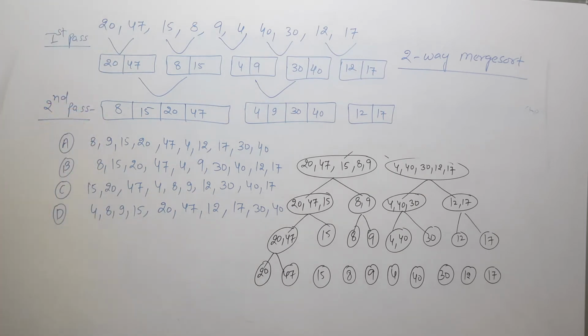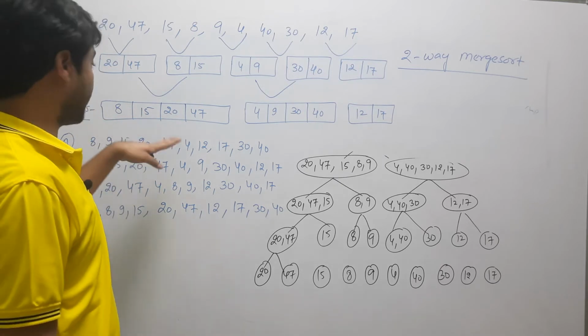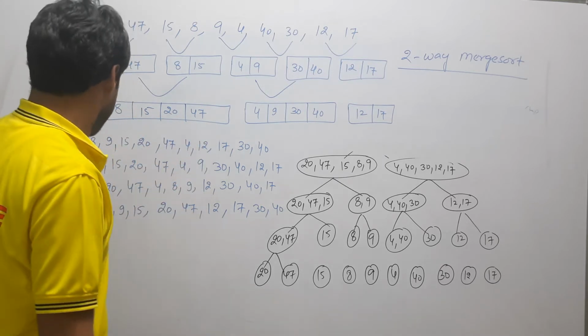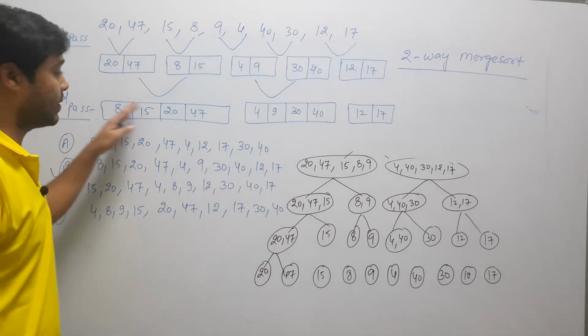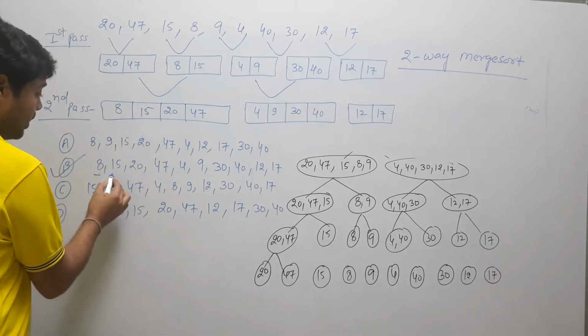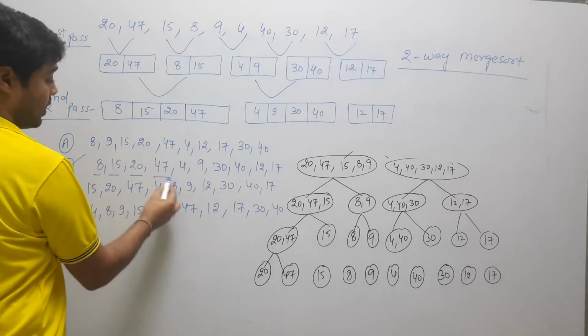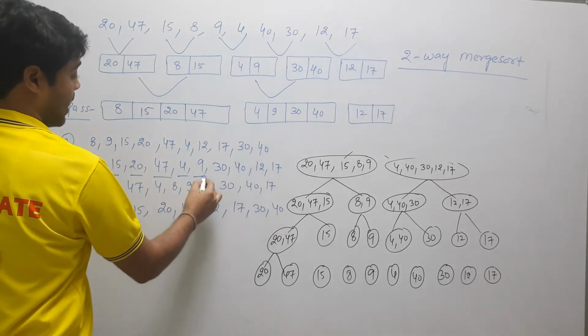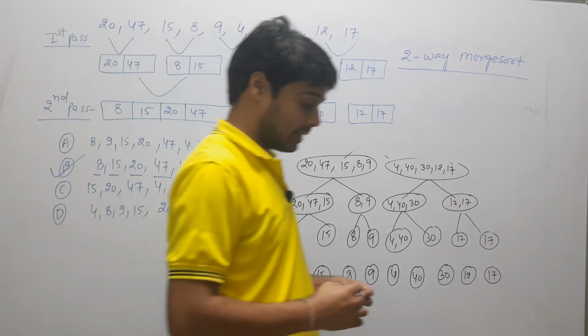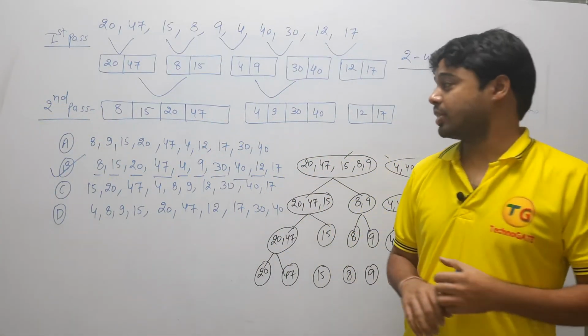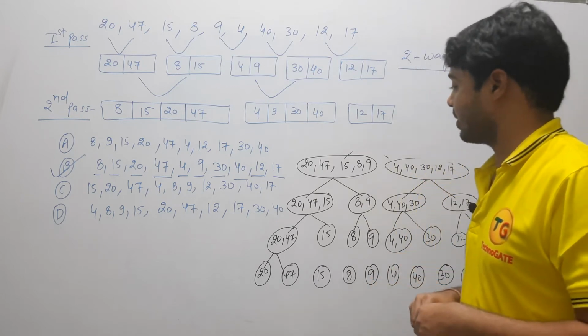Okay, so 8, 15. So what is the order here? 8, 15, 20, 47. So only option B, these are the sequences: 8, 15, 20, 47, 4, 9, 30, 40, 12, 17. This is the answer. B is the correct one.